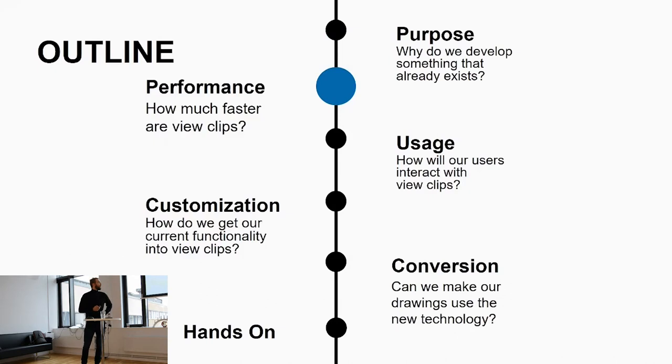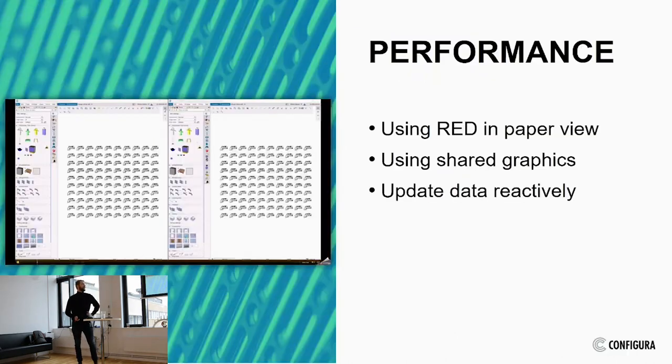So, performance. How much faster are ViewClips? Well, to answer that, I'm going to talk about what we've done. So right now we're implementing Red for displaying the paper view. It's currently using GDI, I think, which is much slower. And since both the 2D and 3D view are currently using Red, it feels like a natural step to implement it for paper view too.